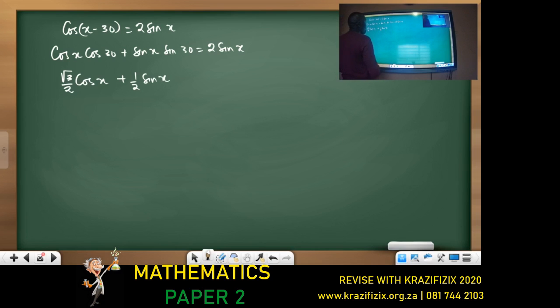All right, let's see something here. If I bring this here, 2 sine x equals 0. Let's see. Oh, they are like terms. Let's do something here.